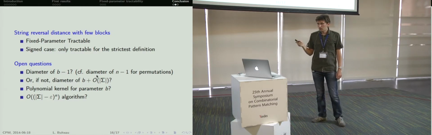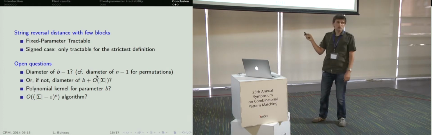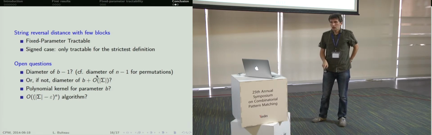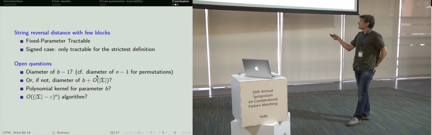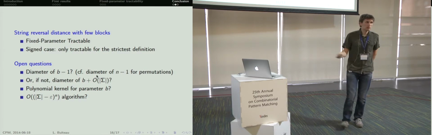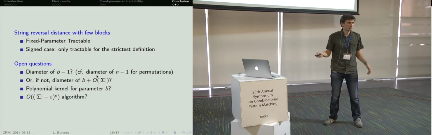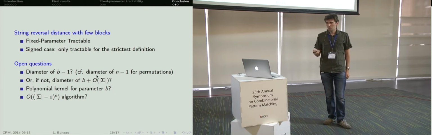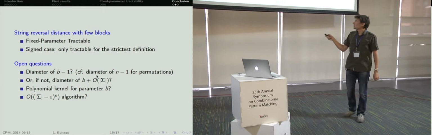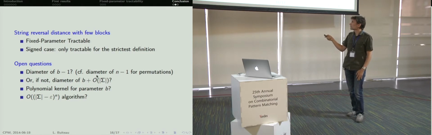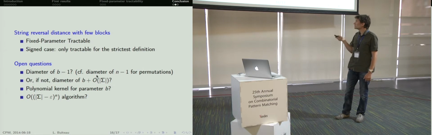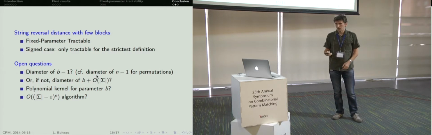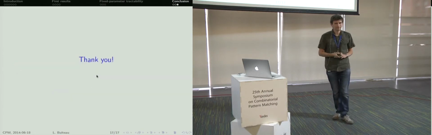And the next question would be to have a polynomial kernel for b. It seems possible since we have fixed parameter tractability. But we don't really know how to achieve that, especially since the blocks can have size logarithmic in n. And can we do better than that algorithm? Can we do better algorithms for the exact case? Thank you for your attention.